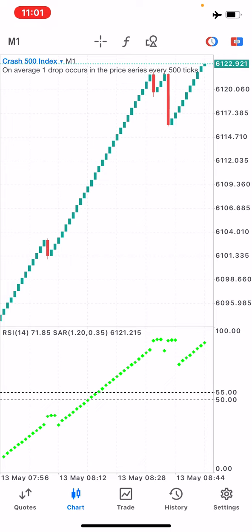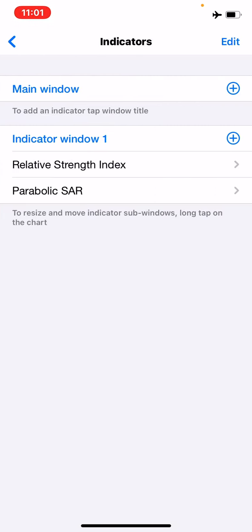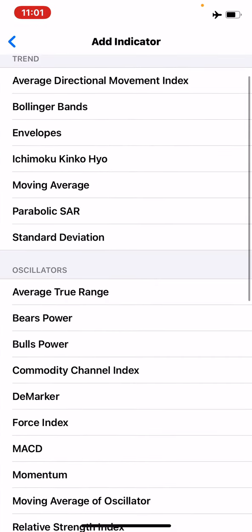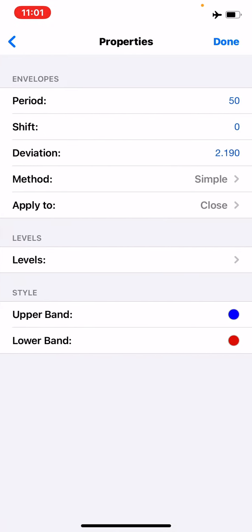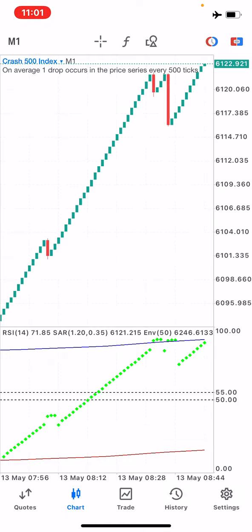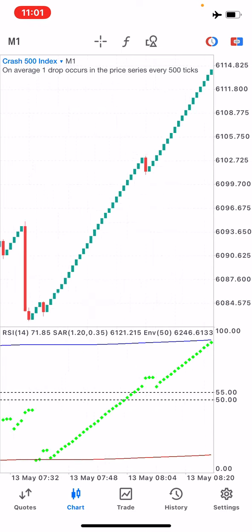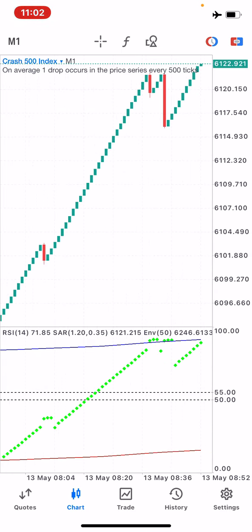You can choose any color of your choice, but for the sake of the video, make sure you are following along with our colors. The next indicator that we want to install is also going to go to indicator window 1. It's called the Envelopes, and it is going to have the following settings: a period of 50, a shift of 0, a deviation of 2.19, a method of simple, apply to close, and then the colors of my choice are as follows. I have the upper band as blue, the lower band as red. Then I'm going to click done, and as you can see, we now have the blue and the red lines showing up.